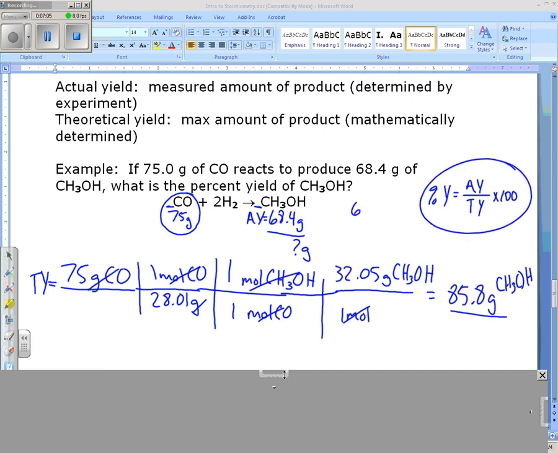So actual yield, which is 68.4 grams, divided by 85.8 grams times 100. 79.7. 79.7% yield. Now, that's not bad, but if you are in the business of making methanol, you're losing 20% of your profit. It's just going poof. Okay? So 20% of what you could possibly be making is gone.